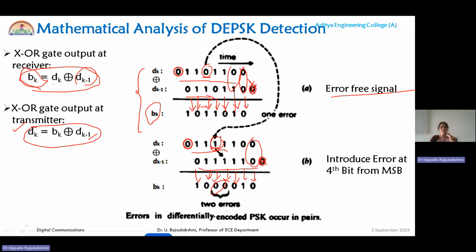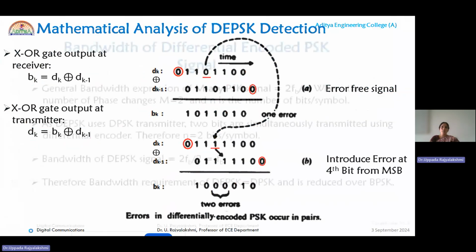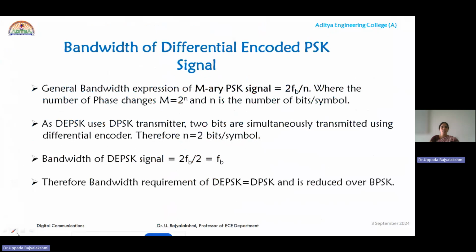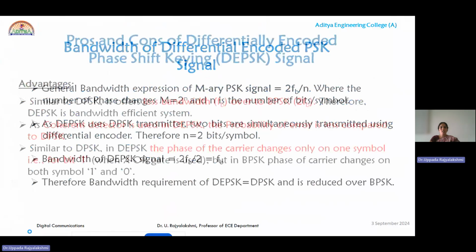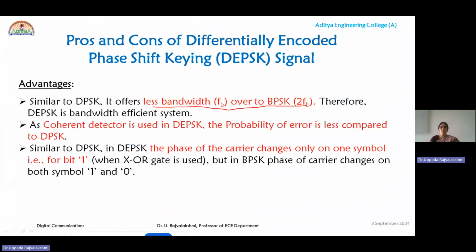So in DEPSK, the error may not get propagated, but if there is any single bit error, it affects 2 bits at the receiver. And we already discussed the bandwidth: the bandwidth of DEPSK is equal to fb. Among the advantages already discussed, the bandwidth is half that of BPSK, that is one advantage. And we are using a coherent receiver because the BPSK receiver is used here, so the probability of error is less and the SNR is high. Similar to DPSK, here also the phase of the carrier changes only for data bit 1.